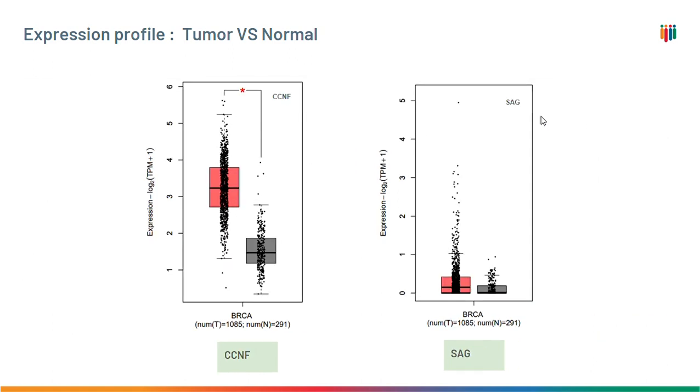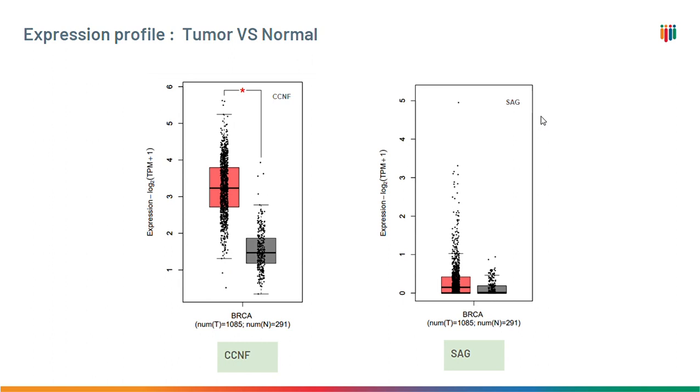In this particular example, you can see CCNF is one of the E3 ligases showing high expression in the cancer data and very low expression in the normal data. So this can also be a potential E3 ligase that we can use, after comparing with the other factors in the study to find the potential E3 ligase.